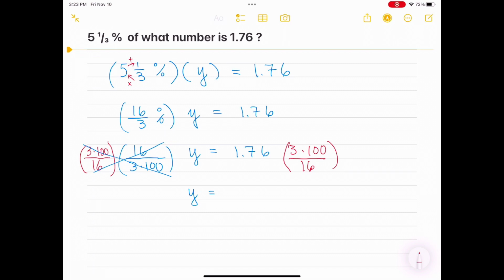So on the left-hand side of the equation, the reciprocals cancel to equal 1, which leaves y by itself. And on the right-hand side of the equation, we multiply 100 times 1.76 to equal 176. And the 100 then cancels out. We now have 176 times 3/16.